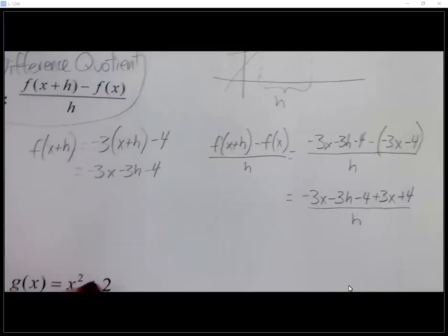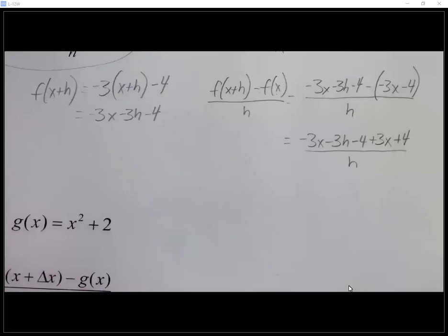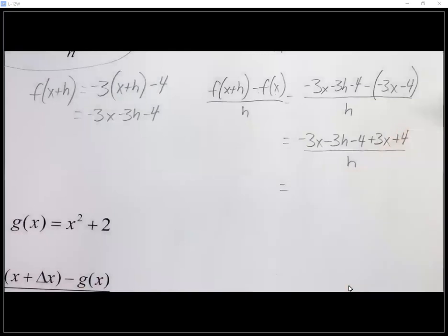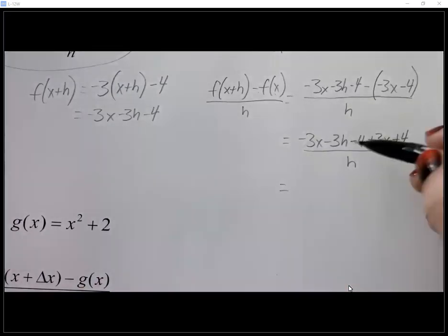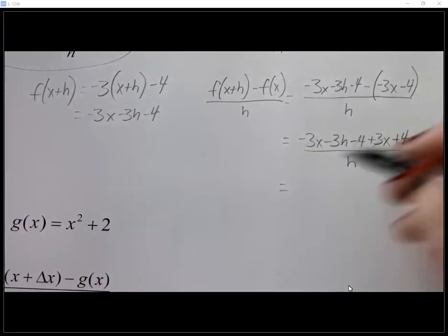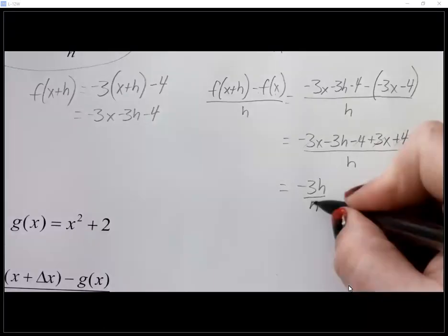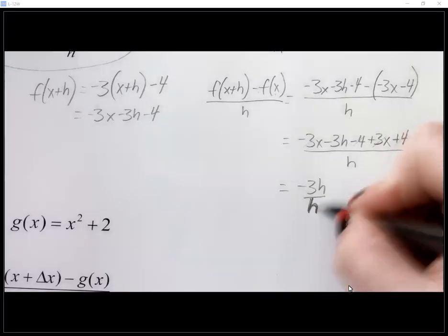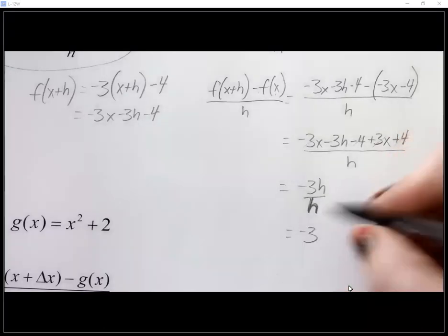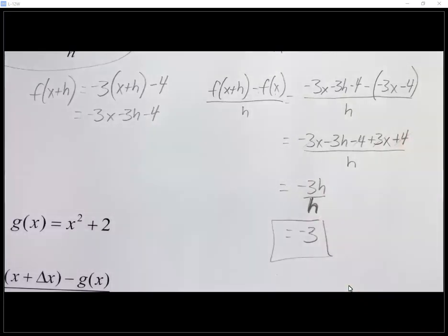Let's continue to simplify and see what happens. The negative 3x and the positive 3x are going to cancel. A negative 4 and a positive 4 are going to cancel. And I get negative 3h over h, which doesn't that just simplify to be negative 3? Ta-da!